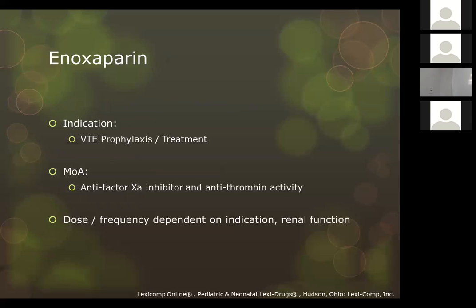So another medication that we consider an anticoagulant is enoxaparin. It's typically used for VTE prophylaxis and treatment. Mechanism of action, it's an anti-factor Xa inhibitor, and it also has antithrombin activity. There are a few things to realize about this medication. One, the dose and frequency are dependent on indication, renal function, and sometimes weight, depending on what the indication is. So when you're using it for prophylaxis, it's pretty standard.